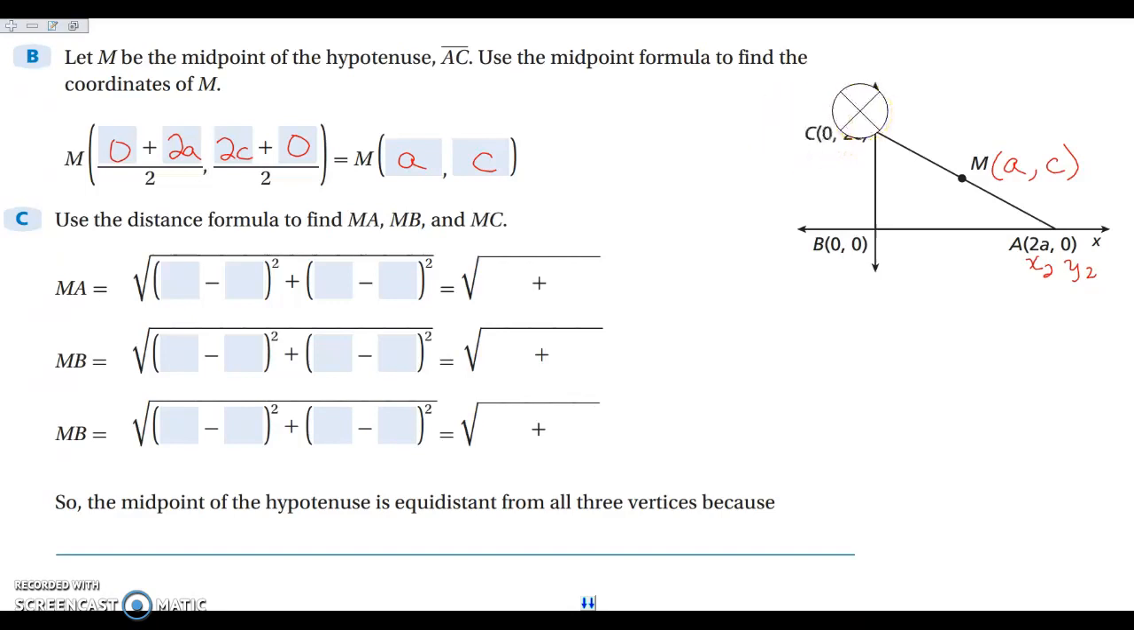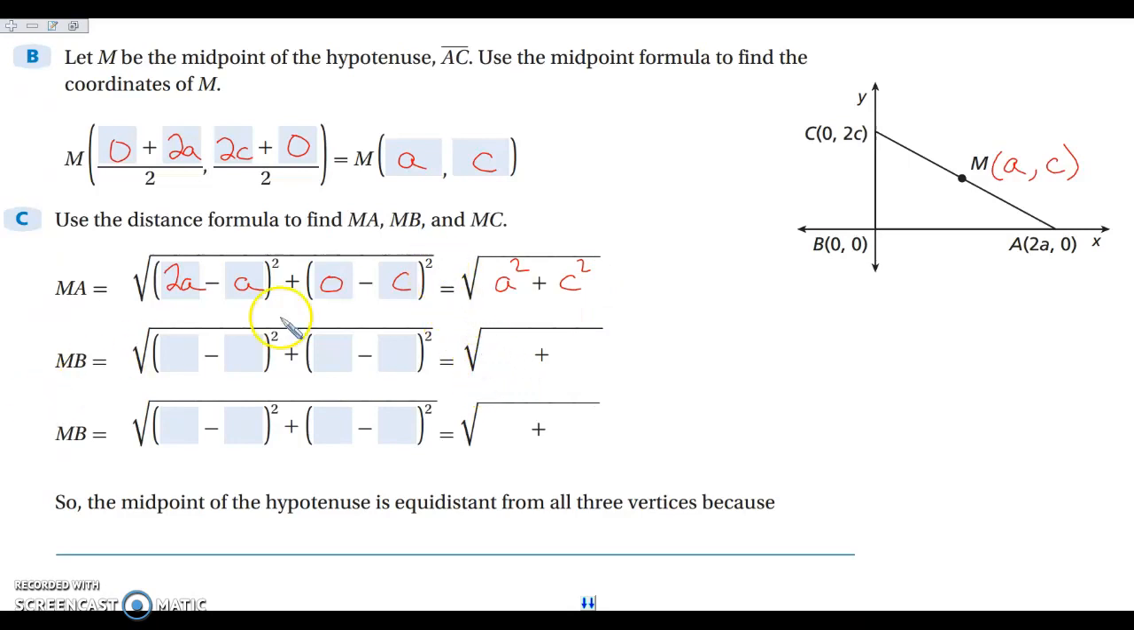All right, so I'm going to erase these. Now, I want to find the distance between MA, MB, and MC. So M to A. I'm going to subtract my x's, so 2a minus a, and then 0 minus c. It doesn't matter that these are not numbers, it's no big deal. So 2a minus a is a, and a squared is just a squared. 0 minus c is negative c, and negative c squared is c squared.